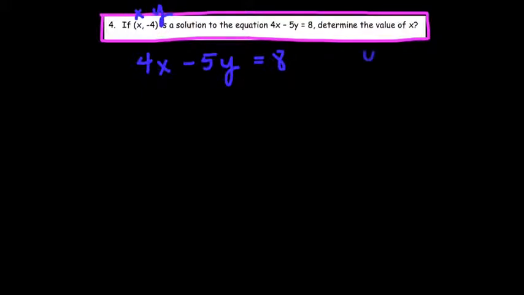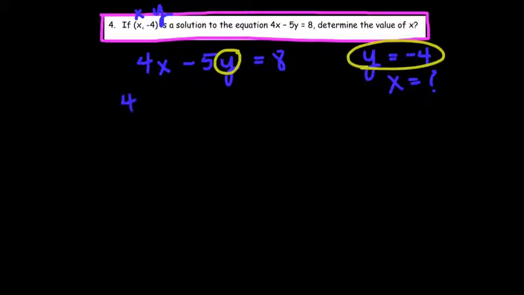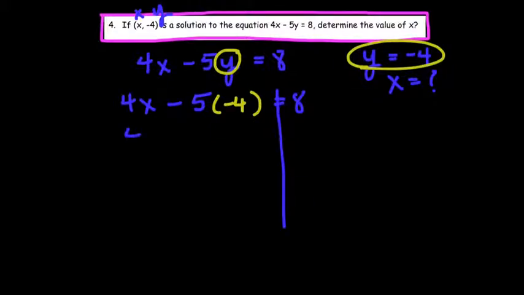So that means that y here is equal to negative 4. And again, I don't know my x value, so that's the unknown. So I'm going to take this y here of negative 4, and change it in this problem where that y is. So I'm going to say 4x minus 5, and instead of y, I'm going to write negative 4. And that will equal 8. So to solve on this one, I do have to solve for the x. First thing I can do is multiply what's in my parentheses.